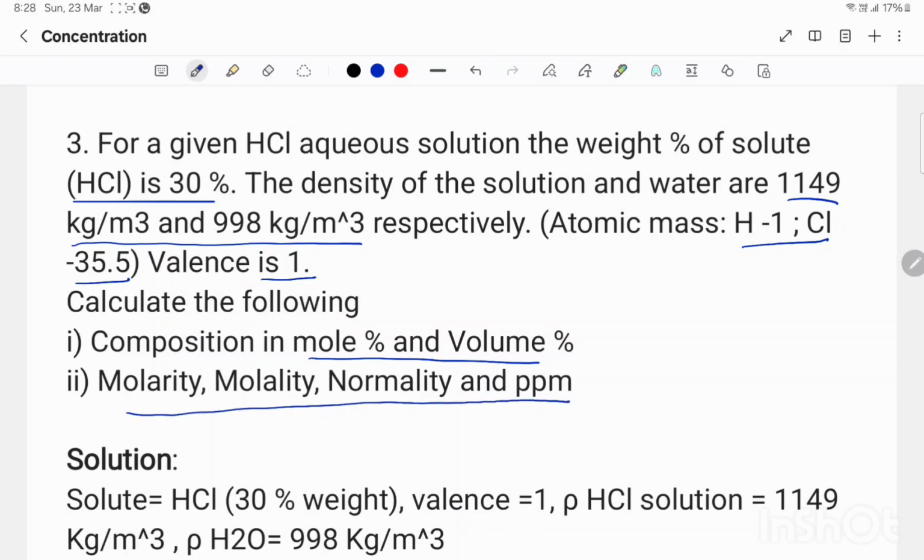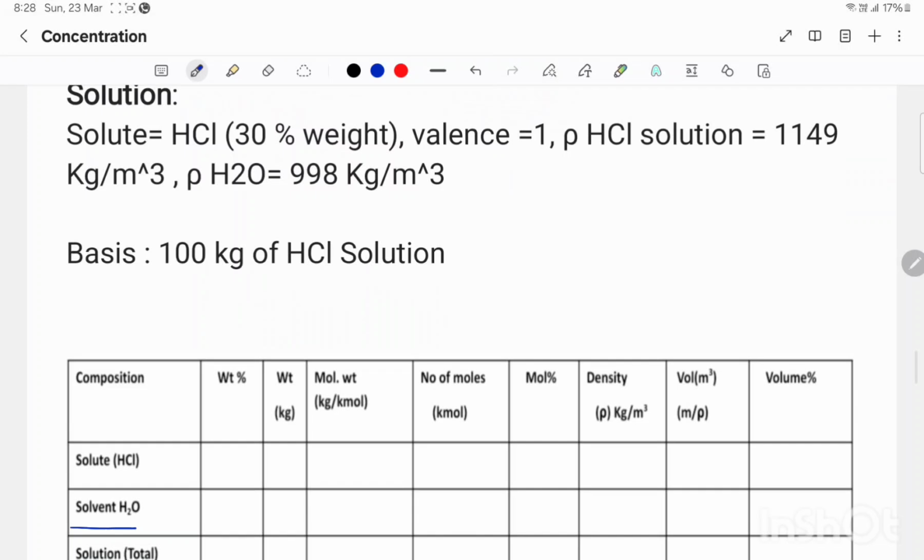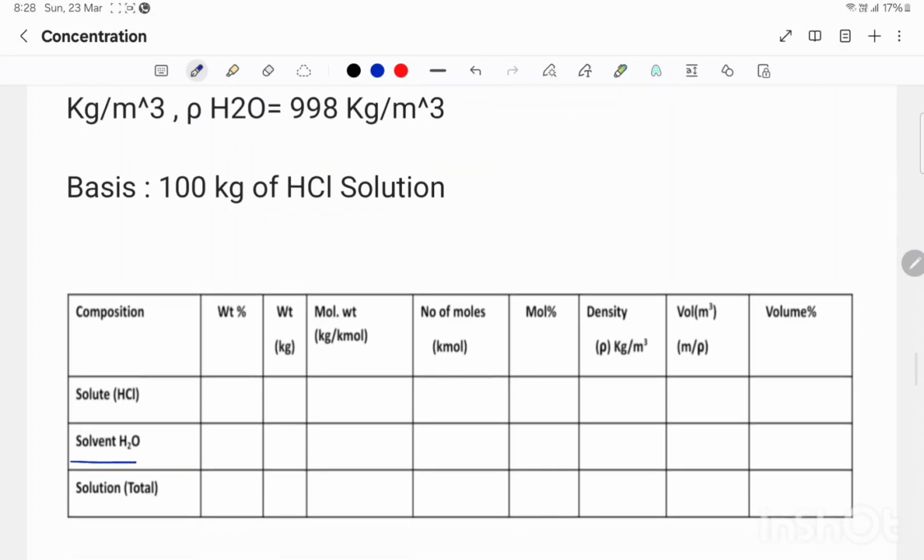In the given problem, the solute is HCl and the solvent is water. They have given us the density of the HCl solution as 1149 kg per meter cube and the density of water as 998 kg per meter cube. Now let us solve the problem. To simplify the problem, we will make a table and solve it.